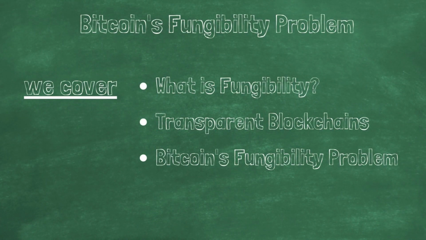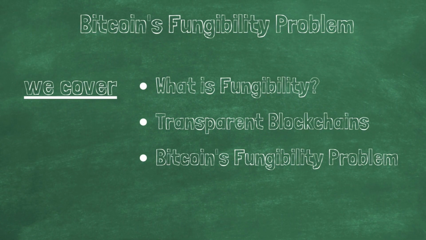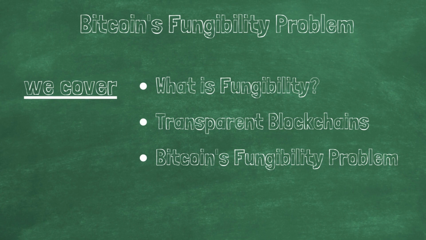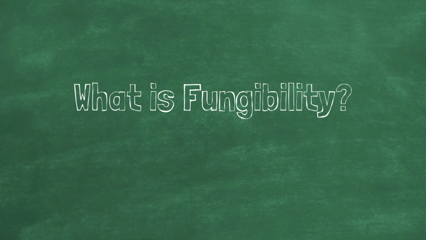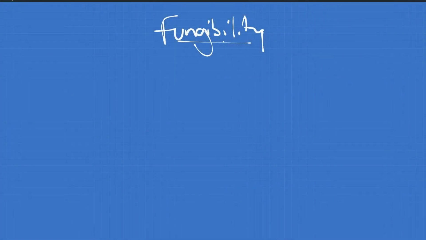In this episode, we go over what fungibility is, transparent blockchains, and Bitcoin's fungibility problem. Fungibility is a property that we use to describe interchangeable goods, and the extent to which one unit can be exchanged at the same rate with any other unit of that good is how fungible it is.